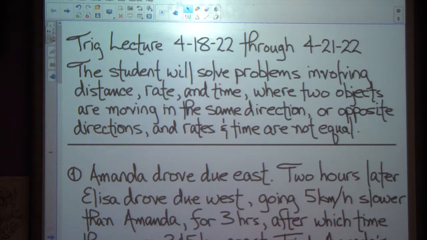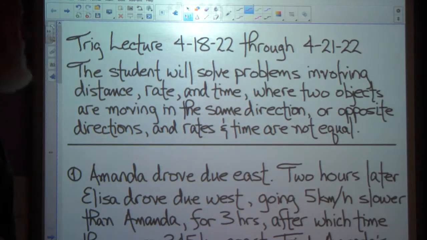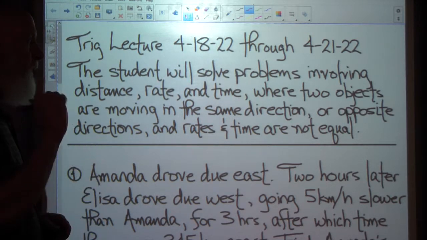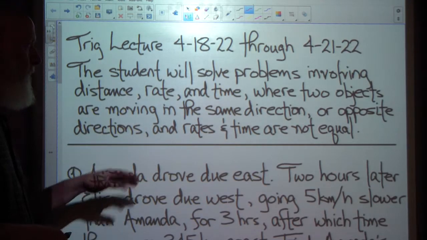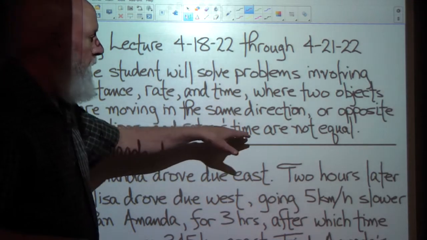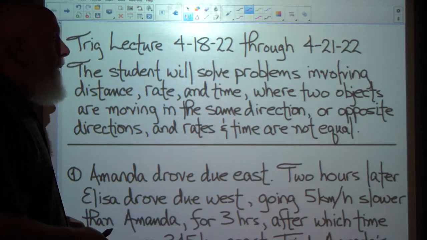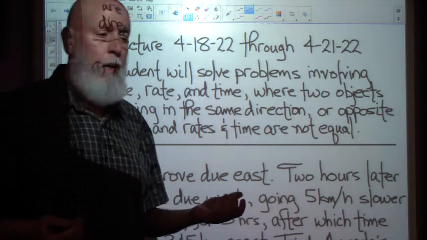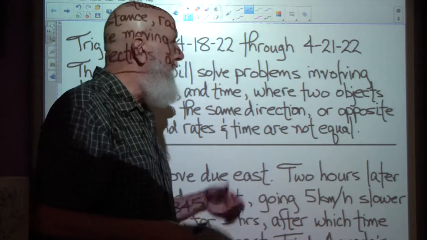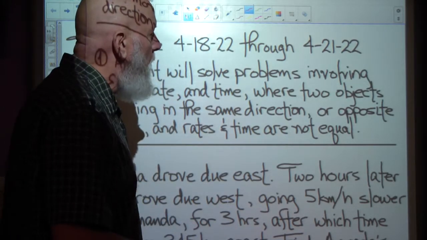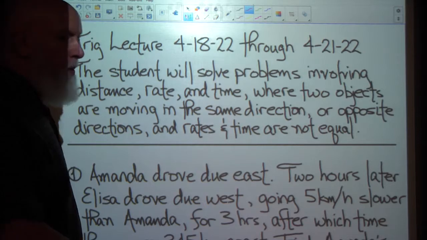All right. Looks like we're going to have Trig Lecture 418 through 421. We're going to be solving problems involving distance, rate, and time, where two objects are moving in either the same direction or in opposite directions, and the rates of speed and the time are not necessarily going to be equal. They might be, they might not be. But I'm going to try to illustrate the type of thinking we're going to use to solve these problems. It's not technically trigonometry, but it's, again, good tools to have in our toolbox for mathematical thinking.